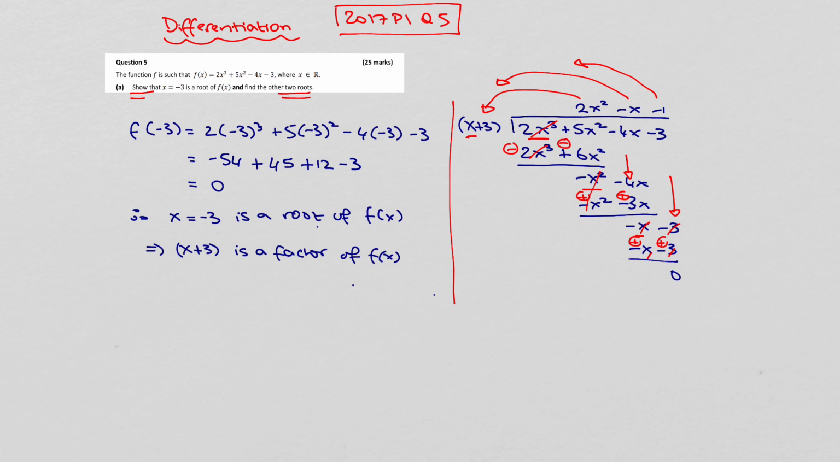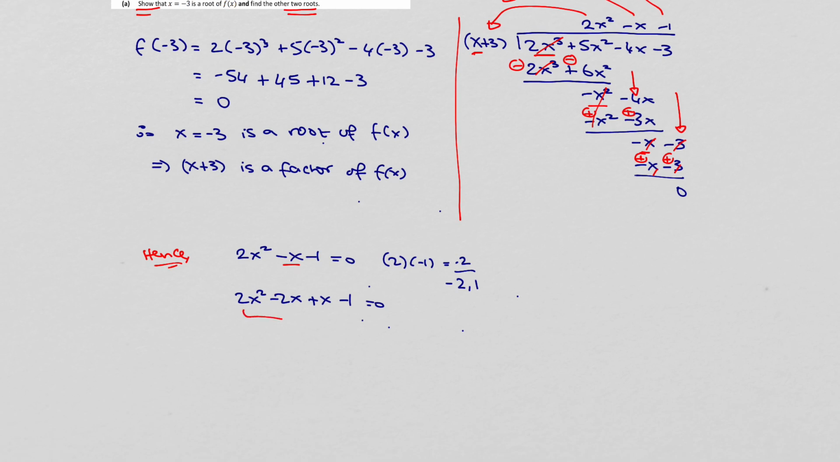So now what we want to do is factorize our quadratic to find the other two roots. In other words, we're going to let the second factor, 2x squared minus x minus 1, equal 0, and we're going to solve. So we have 2 times minus 1, which is minus 2. What multiplies to give us minus 2 and adds to give us the middle term, minus x, must be minus 2 and plus 1. So we have 2x squared minus 2x plus x minus 1 equals 0. And we want to take out our highest common factor between the first two and the second two.